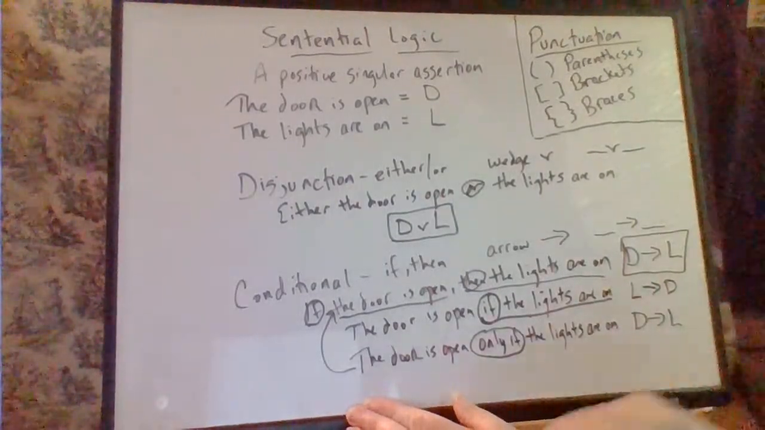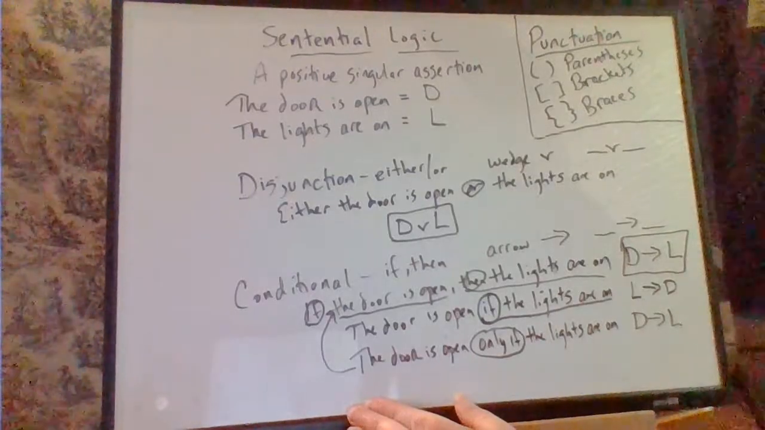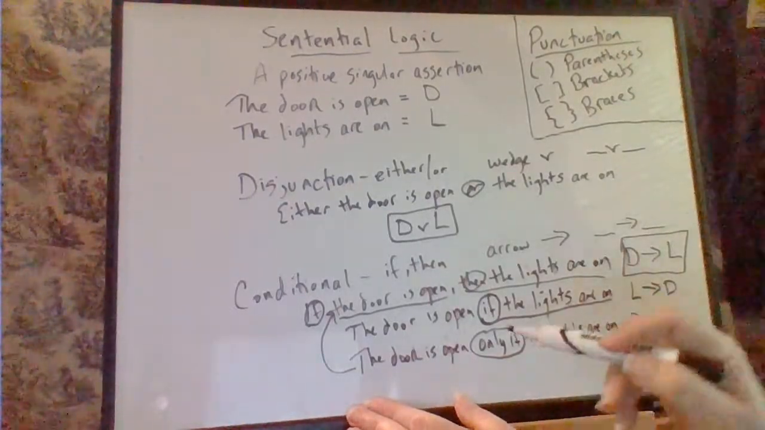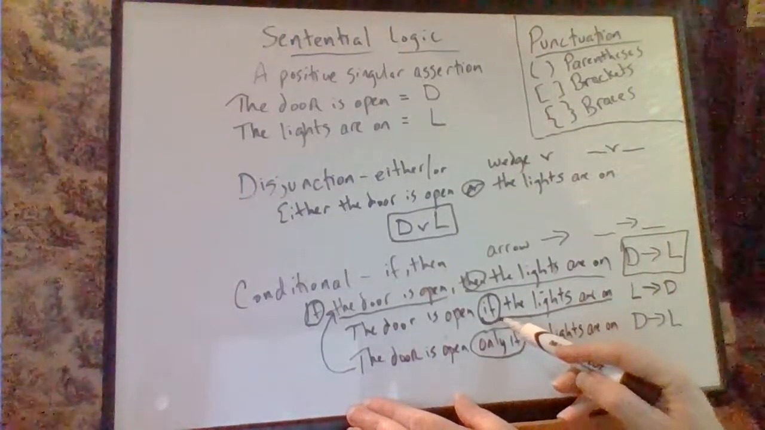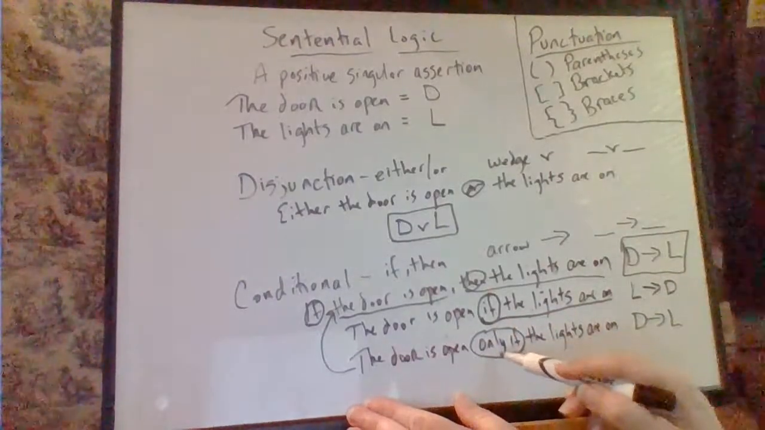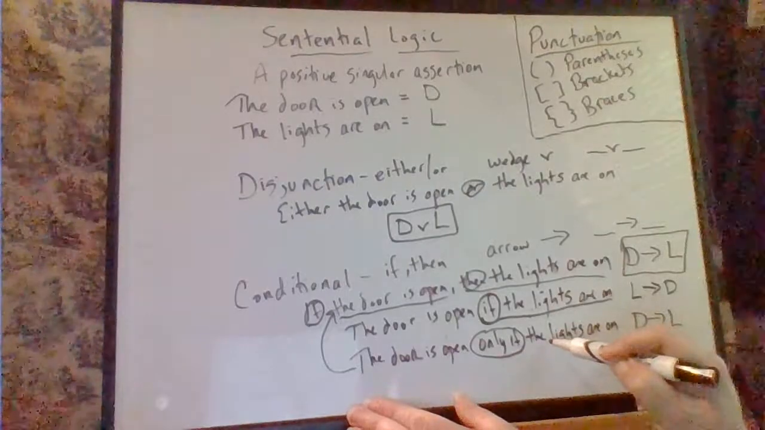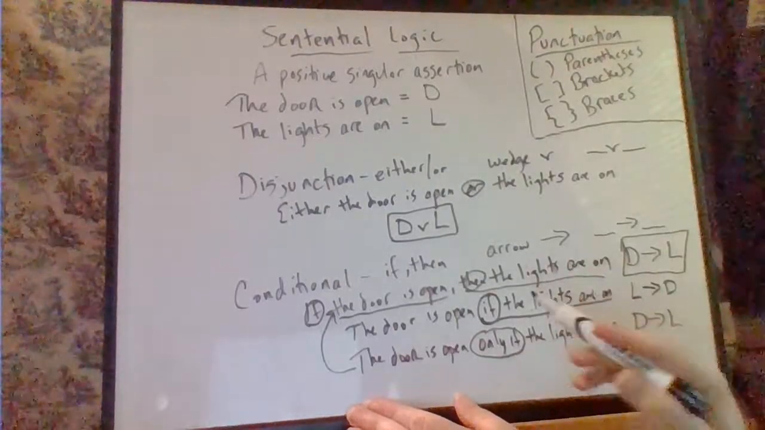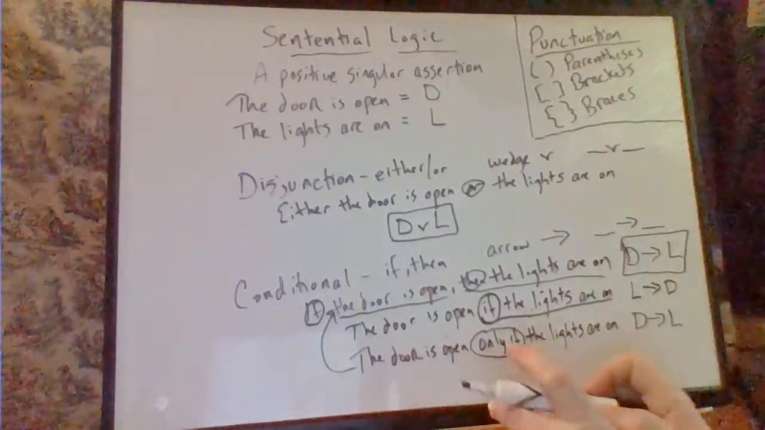So your book may or may not try to trick you with stuff like that, but don't be fooled by it. If you see the if leads you to the antecedent. If you see only if, the only if leads you to the consequent. Okay, that's the conditional statement.